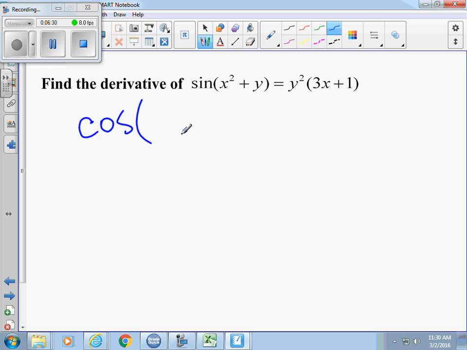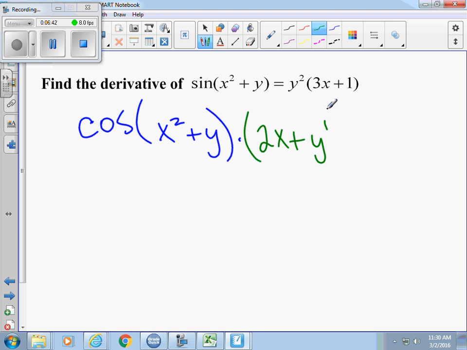Cosine of what? Leave the inside alone. Does everyone agree with that? Times 2x plus y prime. Very good. So that's the left. Any questions about the left-hand side of that?